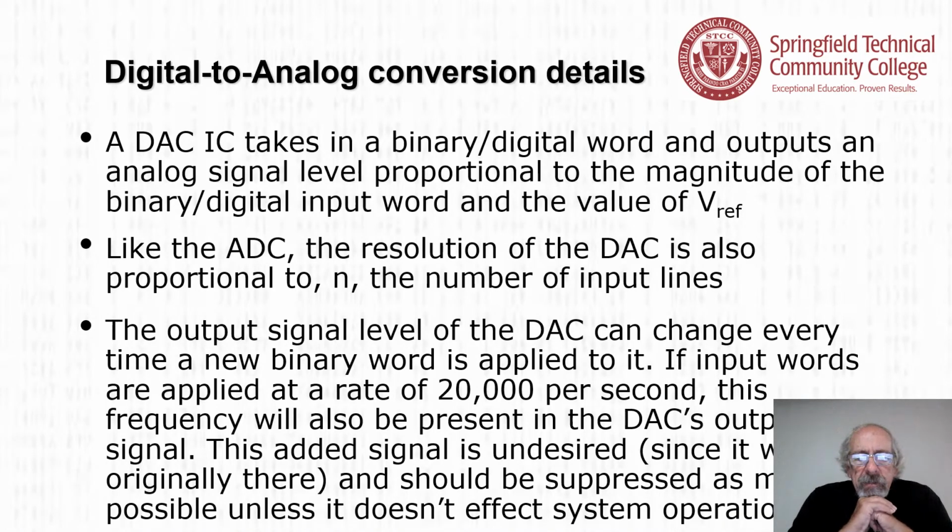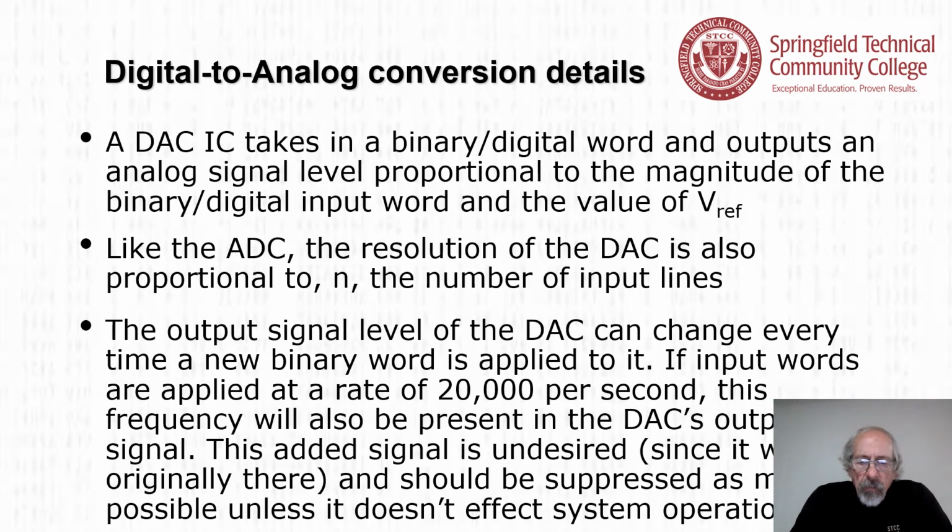So what about digital to analog conversion details? Well, a DAC IC takes in a binary digital word and outputs an analog signal level proportional to the magnitude of the binary digital input word and the value of V reference. So like the ADC, the resolution of the DAC is also proportional to n, the number of input lines, or bits. The output signal level of the DAC can change every time a new binary word is applied to it.